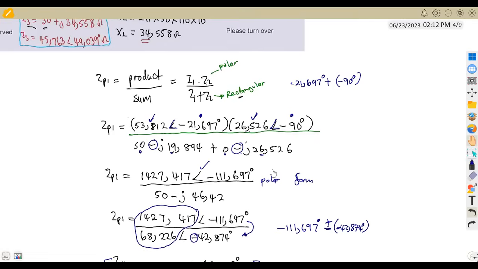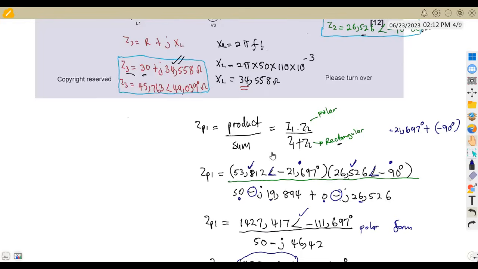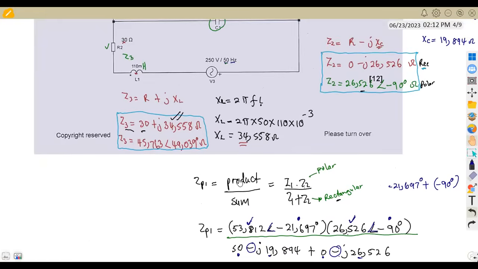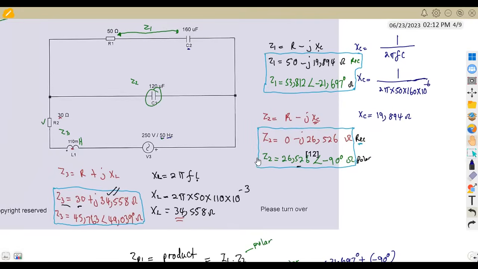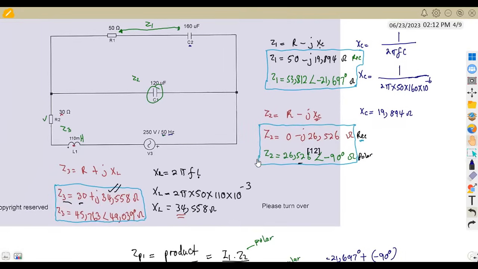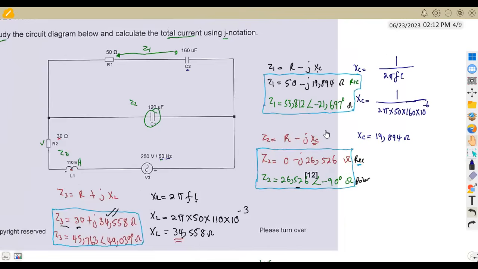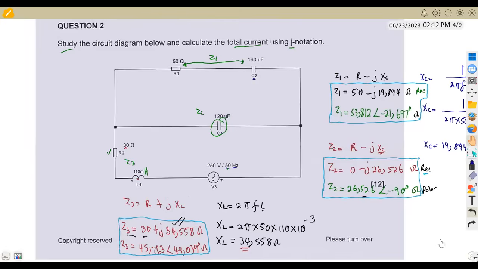As you can see, it's a lot. All you need is to play around with your calculator. Know the conversion. If you know how to convert with your calculator direct from rectangular to polar form, polar to rectangular, like I was illustrating, that will be the easiest way that is going to help us. All right, so that was our question 2.